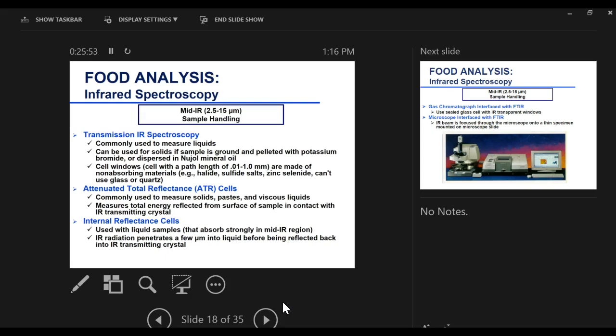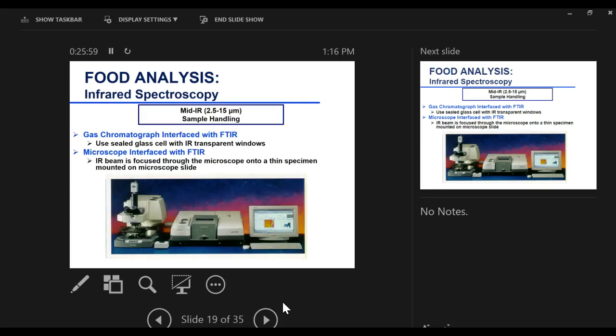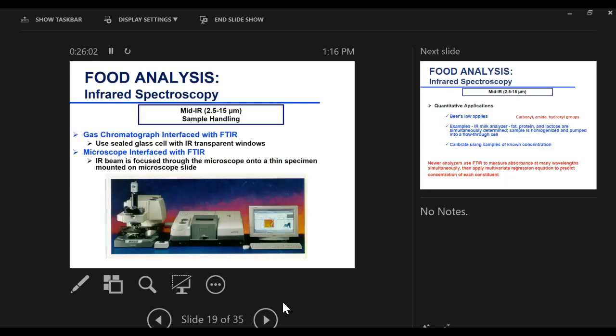So there are several interfaces with the IR. You can actually use gas chromatography linked to IR. So the IR would be your detector in this case. So you get your separation, and then the IR would be your detector. And you can have a microscope, which is really cool.